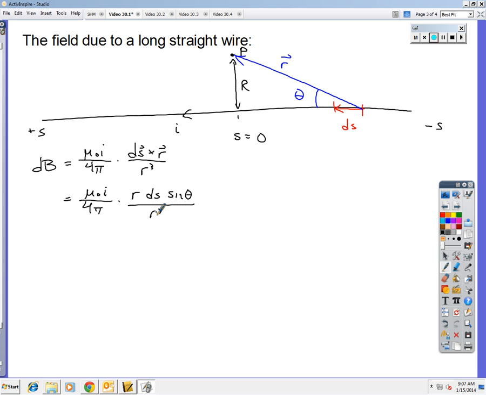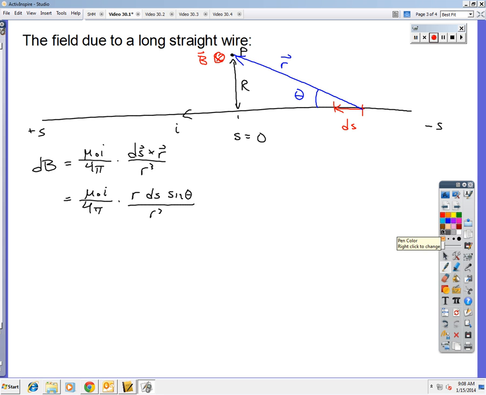And the direction of ds cross r, if we point index finger in the direction of ds and other three fingers in the direction of r, the magnetic field points into the page. And the good news is that's true for every point along the wire. Every single ds, the magnetic field due to it will point into the page. So now that we've figured that out, we don't have to worry about the directions of the vectors anymore.